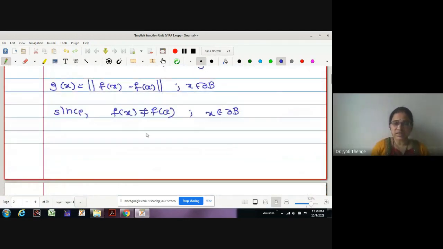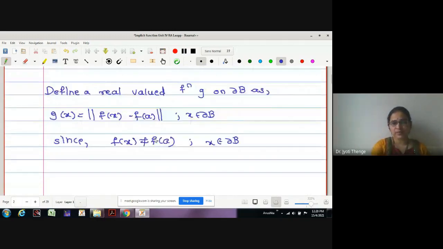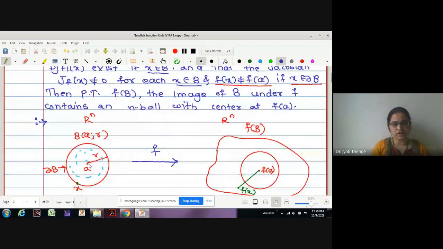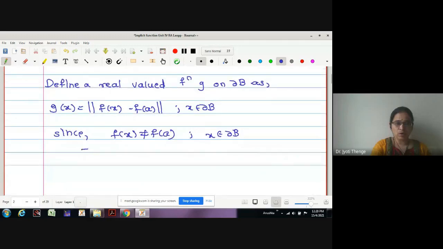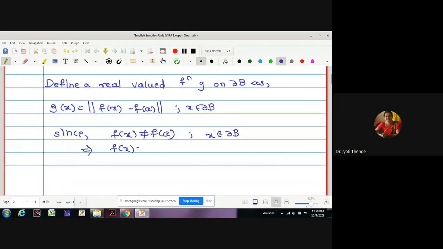Now what is the relation? What is this point a? The point a is actually the center of the ball. Therefore, it is not on the boundary, so x is not equal to a is the sure thing. Therefore, may I write f of x is not equal to f of a for x not equal to a, because a is the center of the ball and x is the point on the boundary. Therefore, surely these two are not equal.